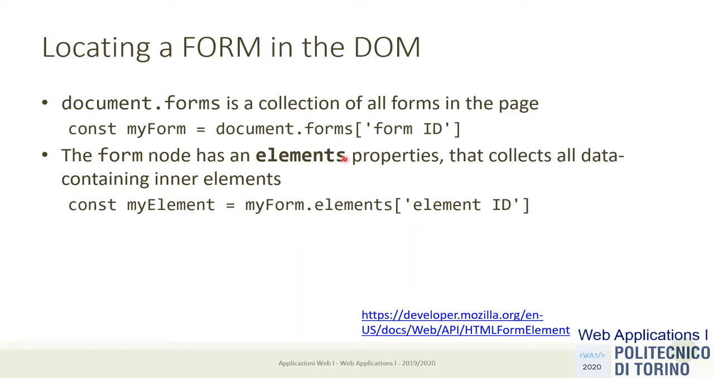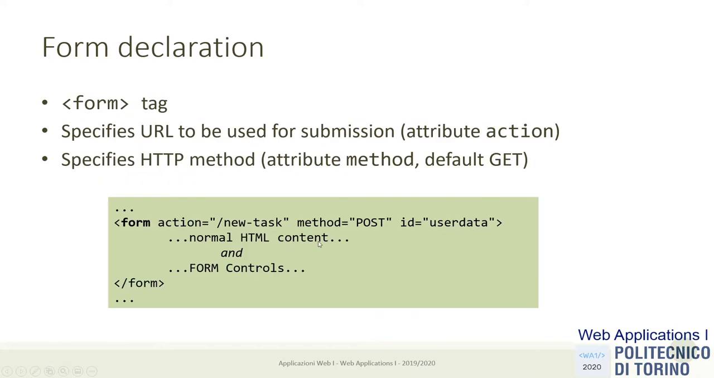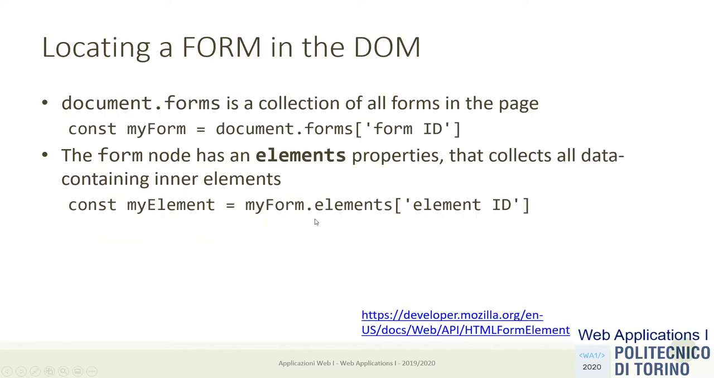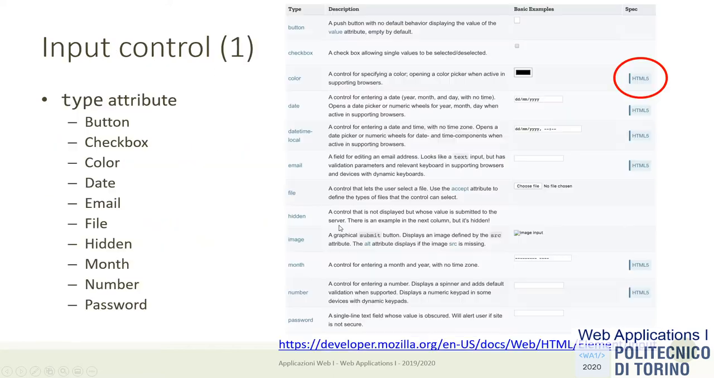And the elements property is also useful because it only considers form controls. So it ignores all the other HTML around. So it's very easy to get to the data container elements by skipping everything else. Okay, so this is just for ease of access.